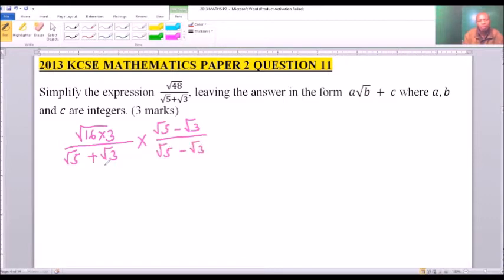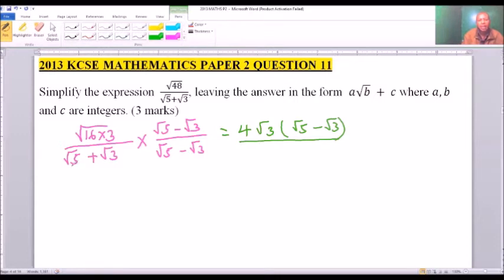This will help us remove the surds in the denominator, and at the same time we have not changed our expression, because root 5 minus root 3 divided by root 5 minus root 3 is 1. When you multiply anything by 1, it remains the same. So we can start by getting the root of 16, which is 4, the root of 3, multiplied by root 5 minus root 3. We can leave that like that for the time being.